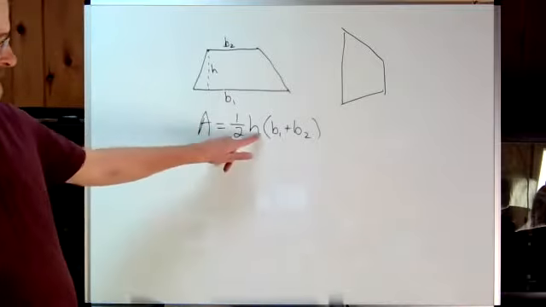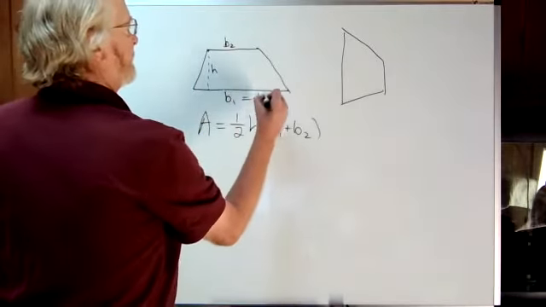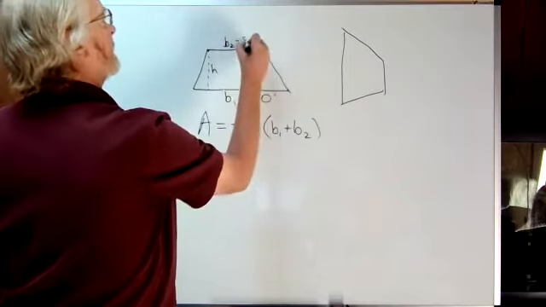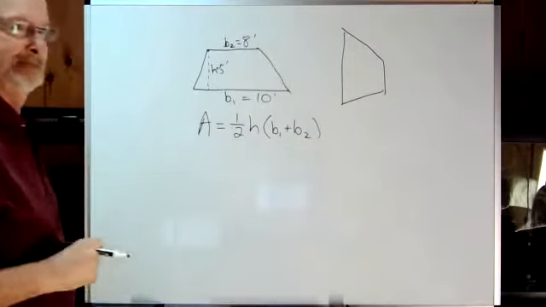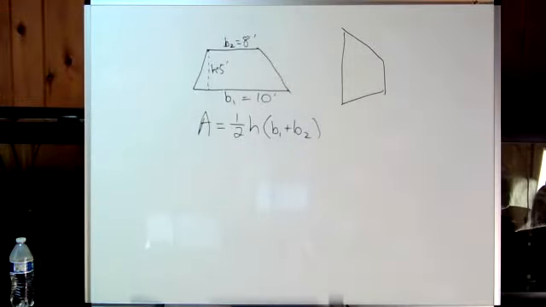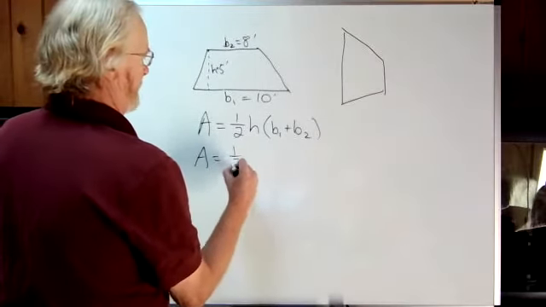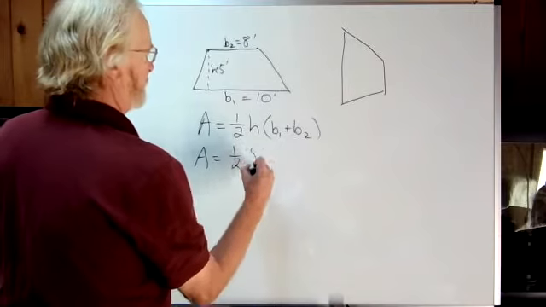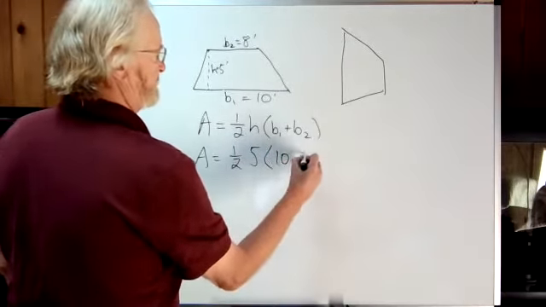But we need 3 numbers now, right? I need a 10 here, call it feet, and I'll call that an 8 there, call it feet, and I'll call that a 5. Okay? Making myself nice numbers for the board work here. So I need to know those 3 dimensions, and I'll plug them into the formula. 1/2 times the height was 5, and base 1 was 10, plus base 2 is 8.